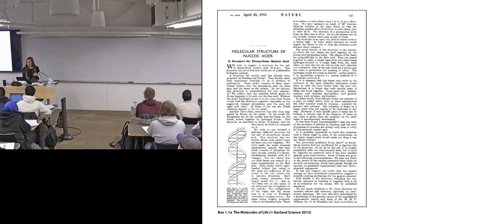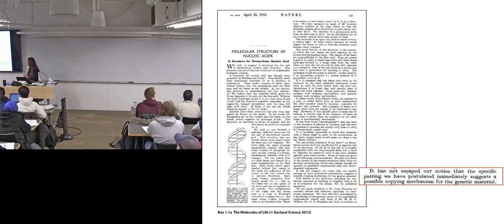I think that's true. They also said this statement in their paper, one of the very last lines before it gets into acknowledgments: It has not escaped our notice that the specific pairing we have postulated immediately suggests a possible copying mechanism for genetic material. So at this time, the concept of replication of DNA, transcription to RNA, translation to protein, that didn't exist yet. They hadn't come up with that. They knew DNA had the genetic information. They just didn't really understand what that meant, how the copying would work. They pretty much were already figuring it out with structure alone at this point.